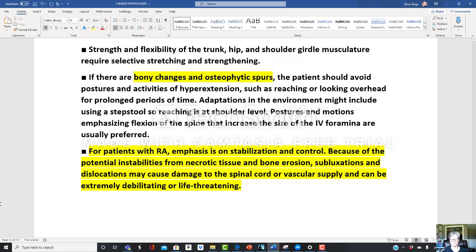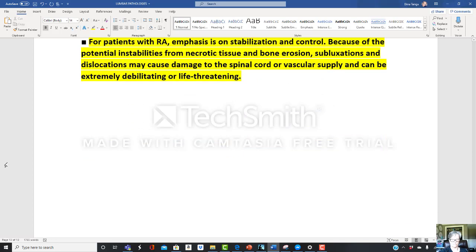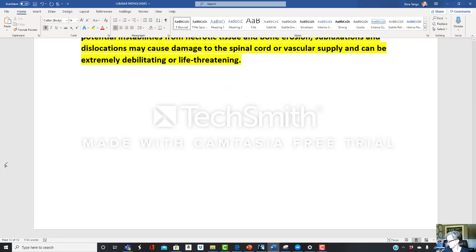Postures and motions emphasizing flexion of the spine that increase the size of the IV foramen are usually preferred for patients with RA. Emphasis is on stabilization and control. Because of the potential instabilities from necrotic tissue and bone erosion, subluxations and dislocations may cause damage to the spinal cord or vascular supply and can be extremely debilitating or life-threatening.